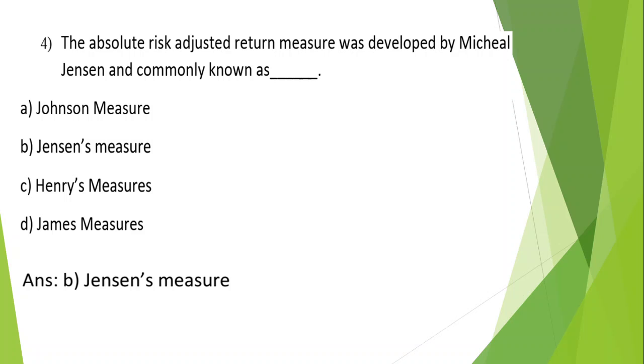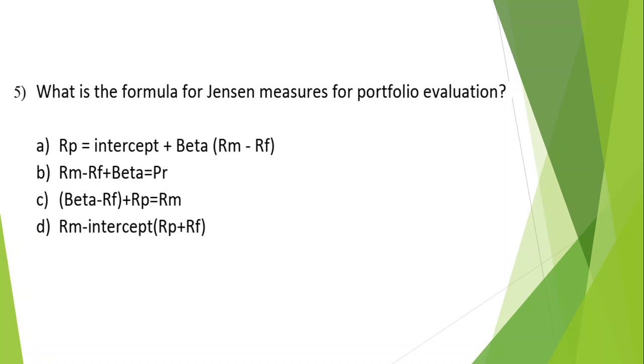We have another question. What is the formula for Jensen measure for portfolio evaluation? Option A, RP minus intercept plus beta into RM minus RF. Option B, RM minus RF plus beta is equal to PR. Option C, beta minus RF plus RP is equal to RM. Option D, RM minus intercept into RP plus RF. What could be the answer for this? The answer is A, that is RP minus intercept plus beta into RM minus RF.